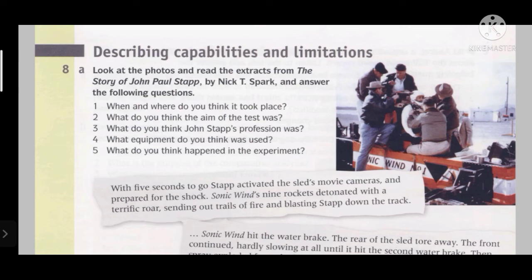Describing capabilities and limitations. Number 8. So let's continue. 8a. Look at the photos and read the extracts from the story of John Paul Stapp by Nick T. Spock and answer the following questions.